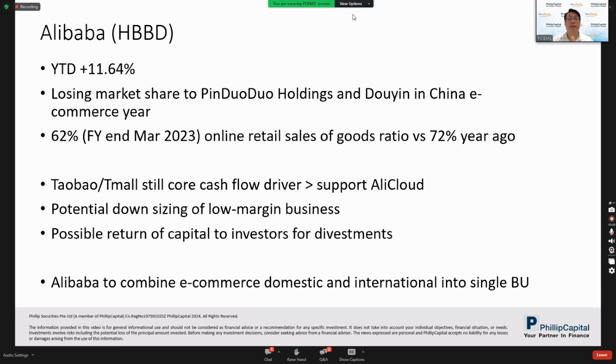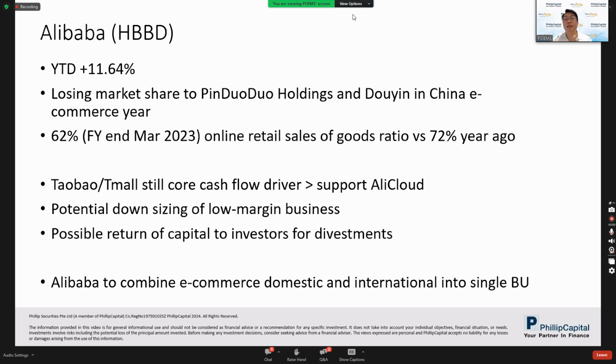in terms of China e-commerce for the year. Overall wise, they are at 62%, versus 72% if you compare year on year for the FY ending March 2023. So you can see that the numbers have been dropping. For this year 2024, they might see further impact overall year.